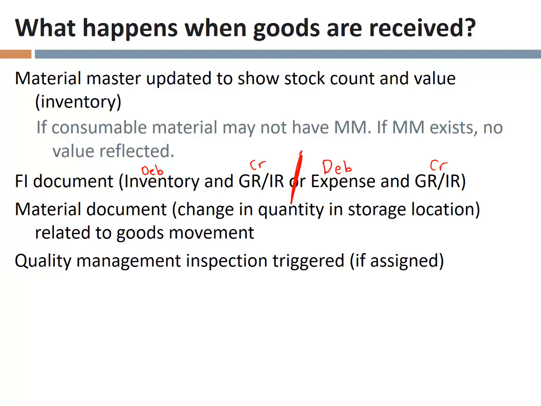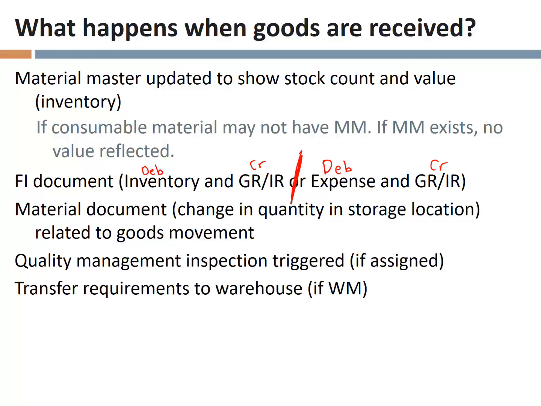Keep in mind that if quality management was turned on, this material document recorded that we put this into inspection. And so goods and inspection are going to stay with that particular stock status until the inspector validates them. There will be a transfer requirement to the warehouse if we're using warehouse management.